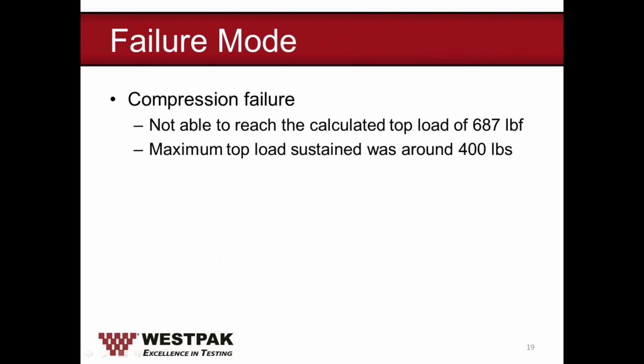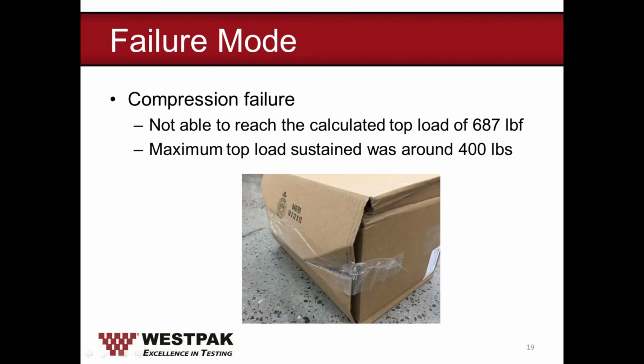What kind of failure mode did this customer experience? He had compression failure. It was not able to reach the calculated top load of 687 pound force. The maximum top load sustained was around 400 pounds. Here is what a box compression failure looks like. You can see how it started to have buckling and crushed corners and edges.